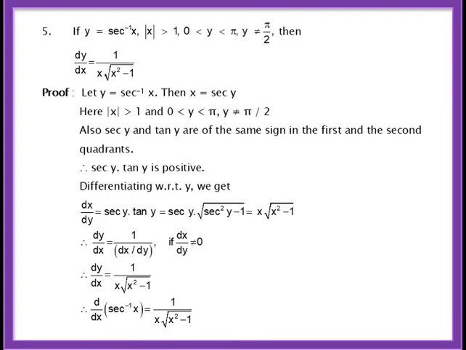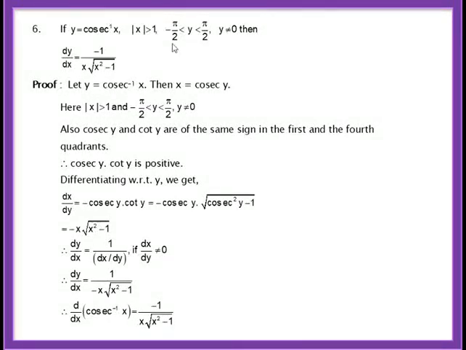Can you guess the derivative of cosec inverse x? Yes, it is minus 1 upon x into root of x square minus 1. We can use a different logic also to get this derivative, that we'll discuss later on. So this is the last inverse trigonometric function. What is the derivative of cosec inverse x? It is minus 1 upon x into root x square minus 1.